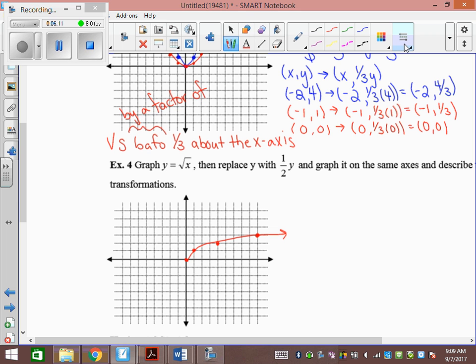This one you're replacing y with 1/2 y, so this y is going away, and we're going to have 1/2 y equals square root x. But then we want to move it to the other side, so we're going to multiply by 2. So you actually get y equals 2 root x. So it's actually a vertical stretch by a factor of 2 about the x-axis.